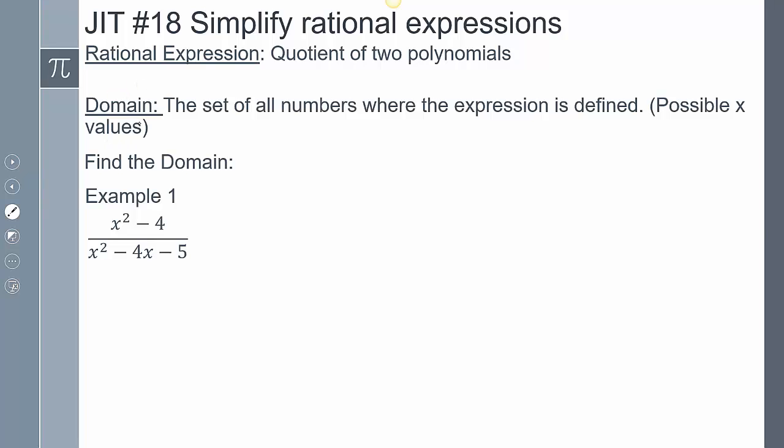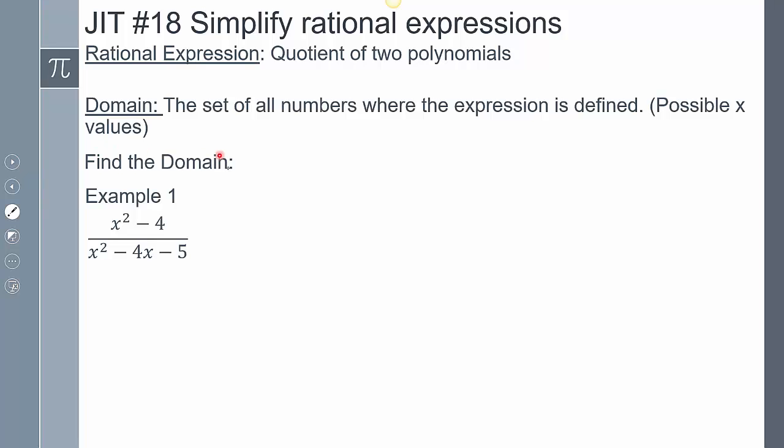First is going to be the domain, and that's going to be the set of the numbers where the expression is defined. So typically when we're dealing with a rational expression, which is going to be the quotient of two polynomials, we often want to find what the domain is, because then we can see maybe some exclusions, or it could be some pieces of information from the graph that may help us find other pieces of information.